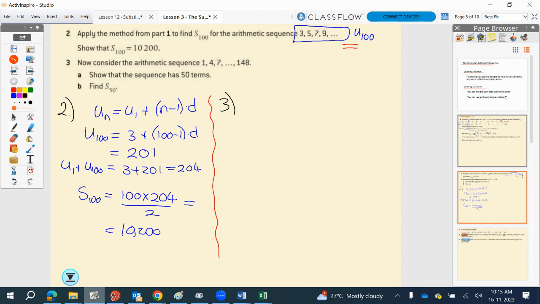Okay. So what we need to do for this one is we've got an arithmetic sequence given here. We need to figure out how many terms are in this sequence. That's our first problem. Whenever you have a show that question, never use the number in the show that question to show that. The number has to come out. So we know that the last term in the sequence is 148. The first term in the sequence is 1. We can do n minus 1 times the common difference, which is 3. If we solve this, we get n equals 50. This means there are 50 terms in the sequence.